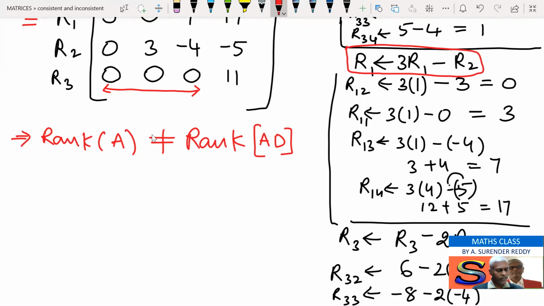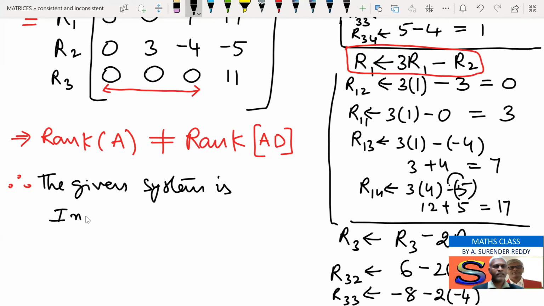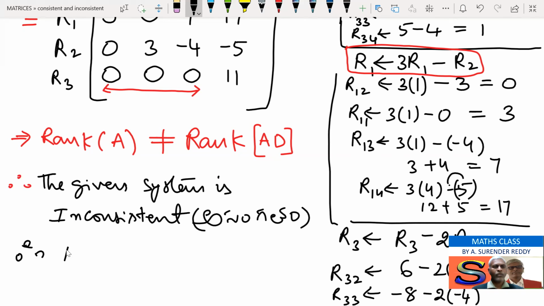This system is inconsistent. So therefore the given system of equations, the given system is inconsistent, that is, an inconsistent system. Therefore, no solution.